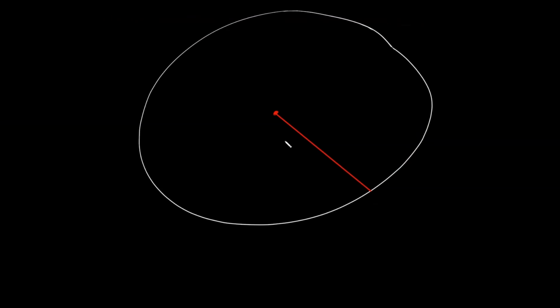Pretty simple. So let's now try to find the circumference of this circle when the radius is equal to 9. And if we remember our formula, we know that the circumference is going to be equal to 2 times pi times r. So all we have to do in this case is substitute our radius into the formula.